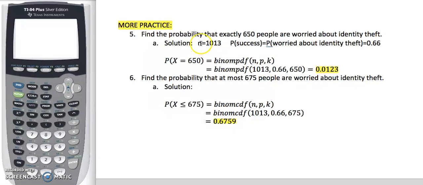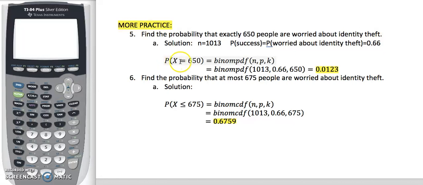So here, solution, first you need to know n, right? In this case, we randomly select 1,013 people. And you need to know your probability of success. Well, the probability of success is equivalent to the probability that someone is worried about identity theft. In this problem, that's 0.66 as a decimal.